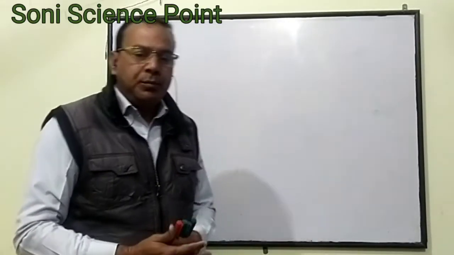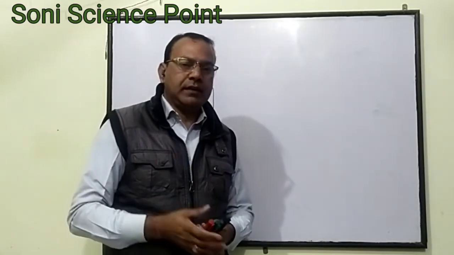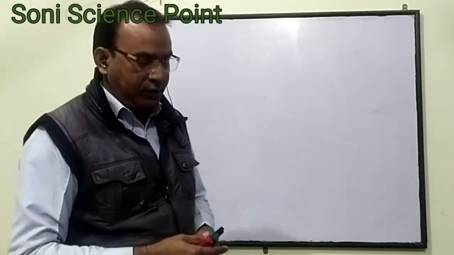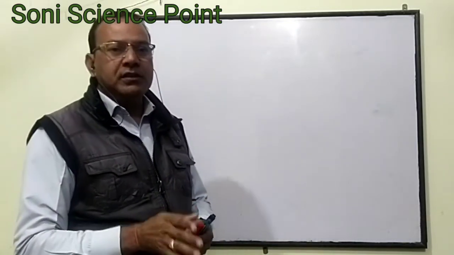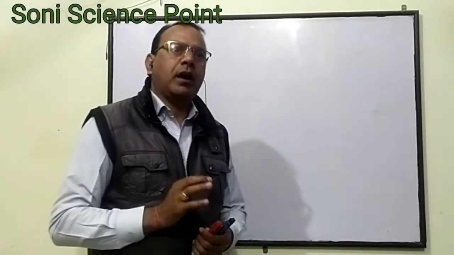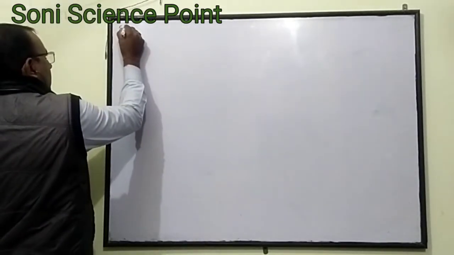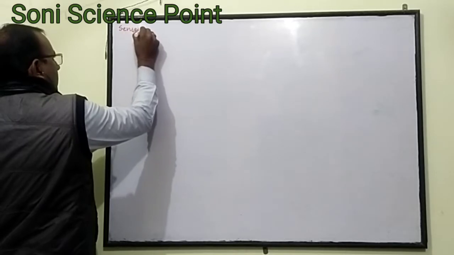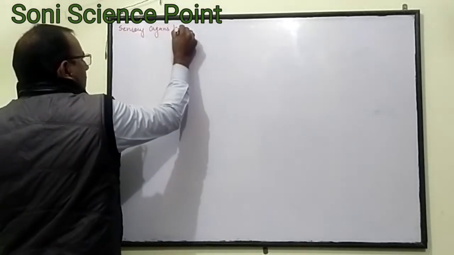Hello students, in the previous part we have discussed some parts of our central nervous system, the brain and spinal cord. In this section we will study sensory organs, that is, receptors, and the human eye. Sensory receptors or sensory organs.